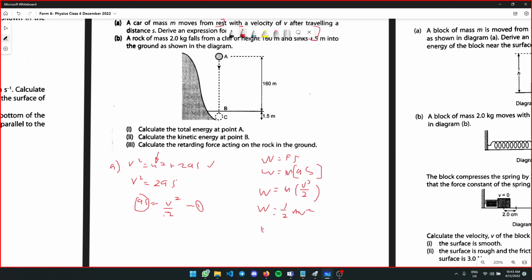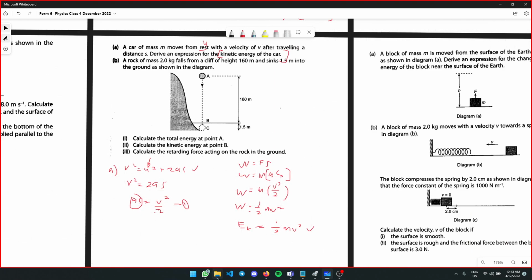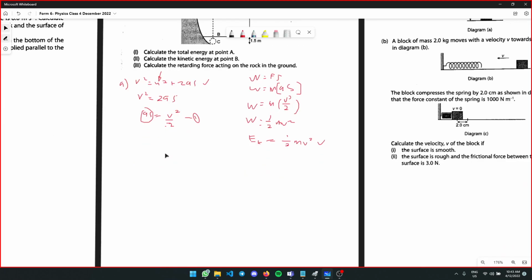Then you can just say the kinetic energy is equal to 1 over 2 mv squared. Why we can just say that is because the work done by the car, whatever power the car was using from the engine, everything is converted to kinetic energy. Let's say Ek equals 1 over 2 mv squared. That's B. That's A. Okay. Oh no. Let's try B.